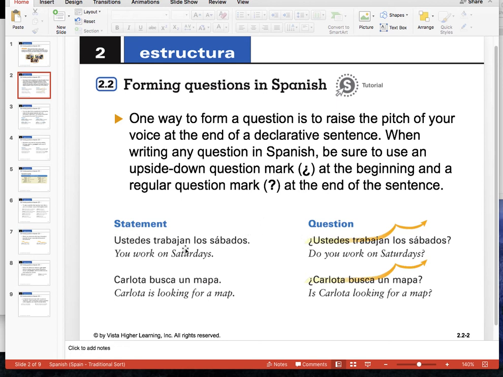Here's a statement. Ustedes, and really pay attention to the way I say it and to where my voice raises. So here's the statement. Ustedes trabajan los sábados. Right, so there it goes down because it's a statement. So the same form, just with a tweak in the pitch. ¿Ustedes trabajan los sábados? So it kind of goes up at the end to indicate that it's a question. Look at this example. Carlota busca un mapa. ¿Carlota busca un mapa? And now it's a question.